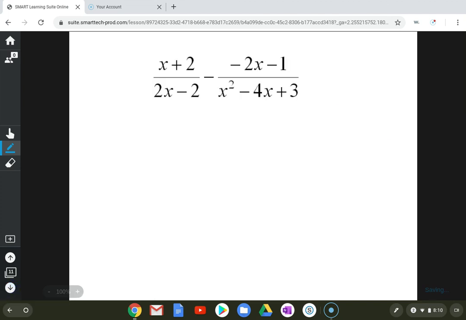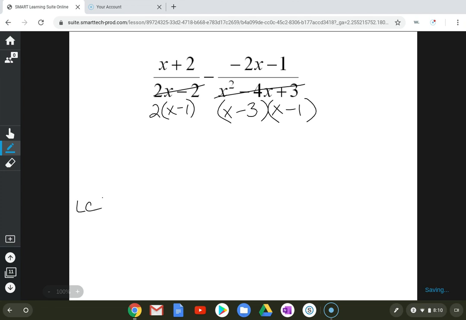All right, let's put it all together. So this first one factors into 2 times x minus 1. So I'm just going to replace it with that. My next denominator factors into x minus 3 times x minus 1. So I'm going to replace it with that.